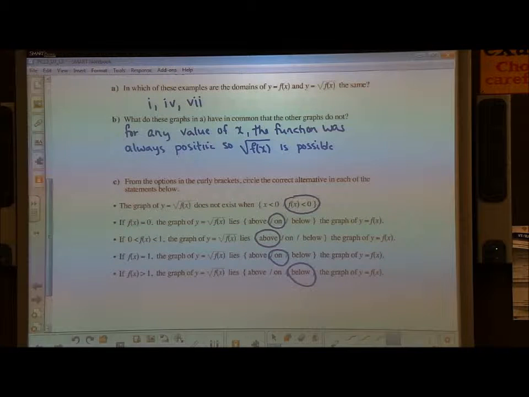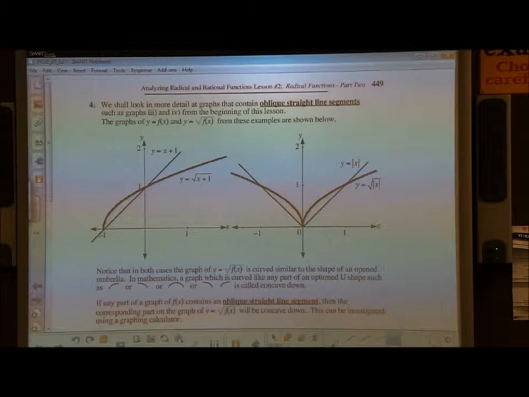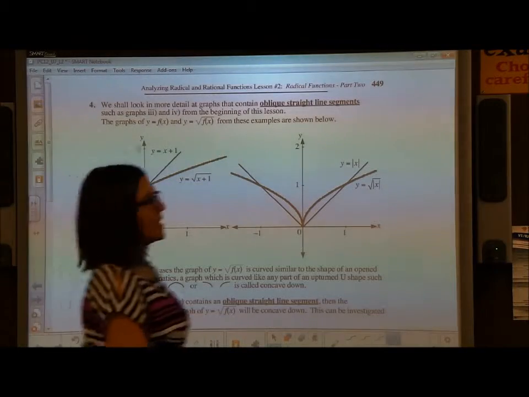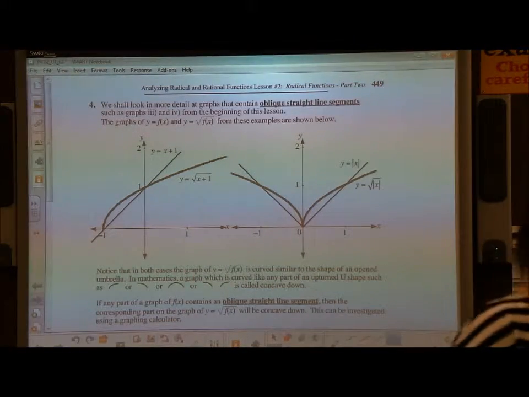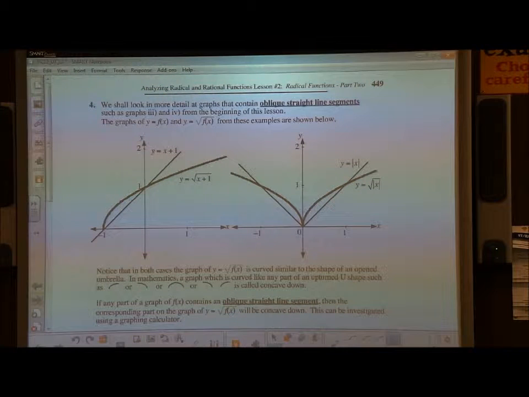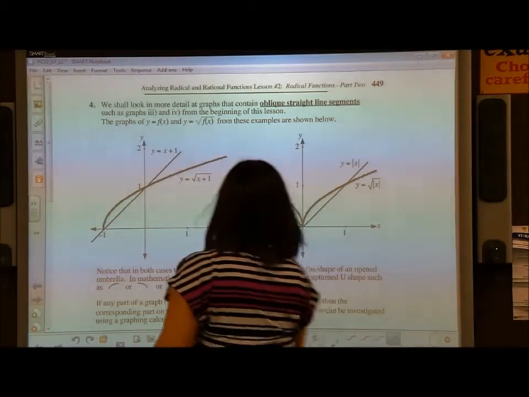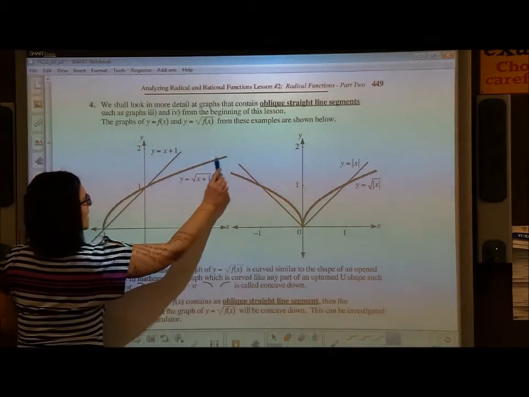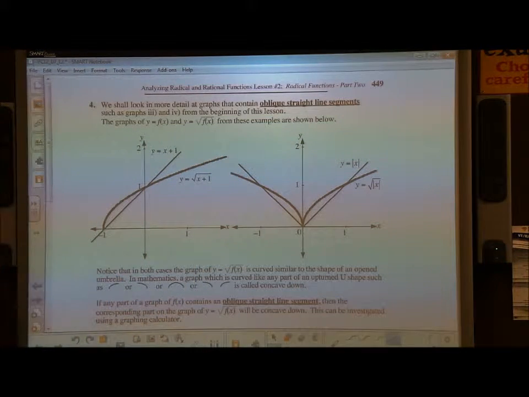Okay? So question 4 says, let's look into more detail at the graphs containing oblique straight line segments. So oblique straight line segments means that they're a straight line, but they're still kind of on a little bit of a diagonal. So this is considered the straight line part of this oblique. Because it's not entirely straight, but there is enough of it that makes it look straight. So the graphs of y equals f of x and y equals the square root of f of x are shown below. So this is x plus 1 and the square root of x plus 1.